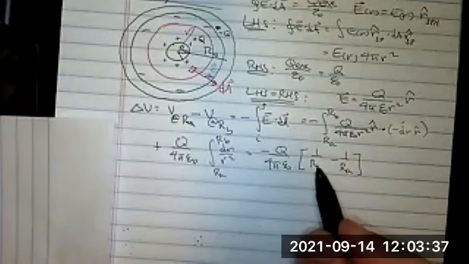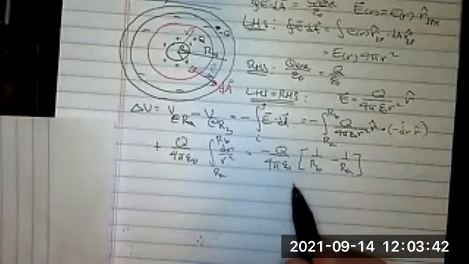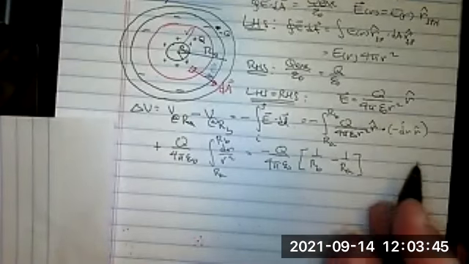So like 1/5 minus 1/3 is obviously going to be a negative quantity. So you can see immediately that's going to be positive. So we did it correctly.